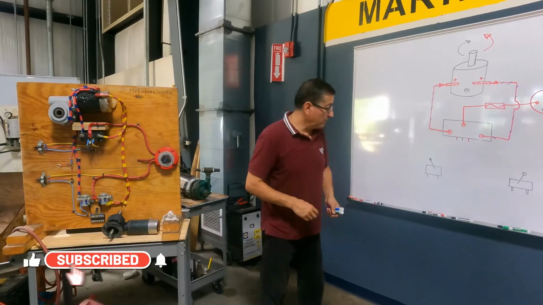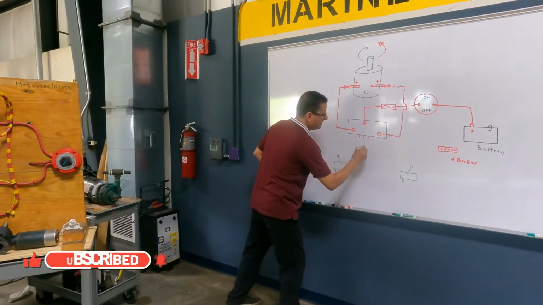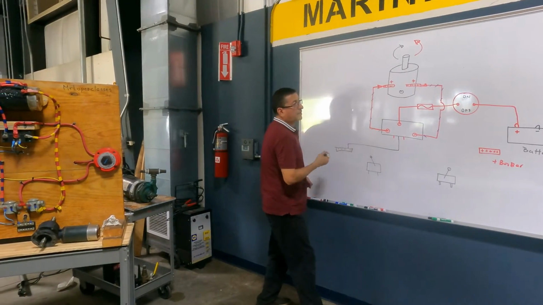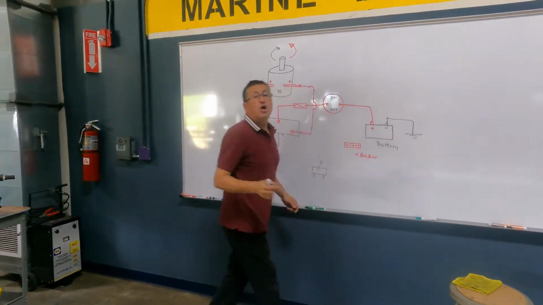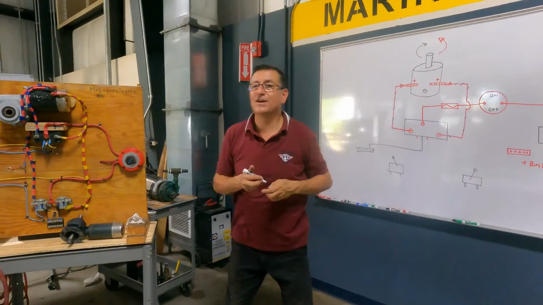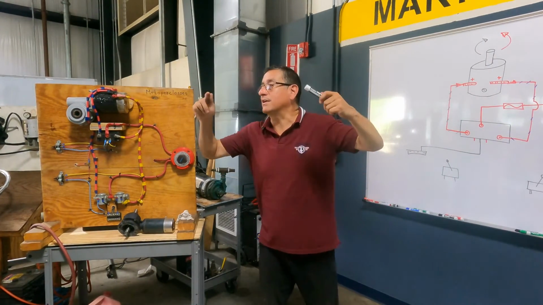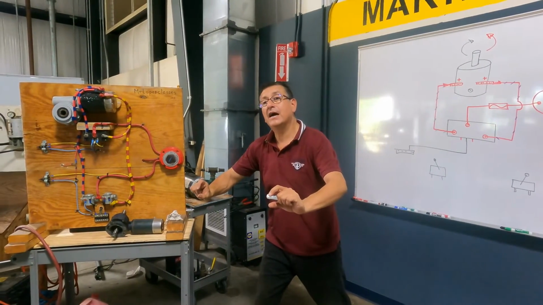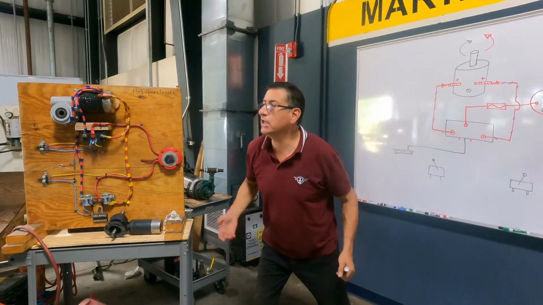Okay, the middle is always the negative, going into the negative, and the negative here. All the negatives in your boat are connected together, and they finish in the main negative bus bar in the engine room, and that negative bus bar is connected to the bonding or grounding.